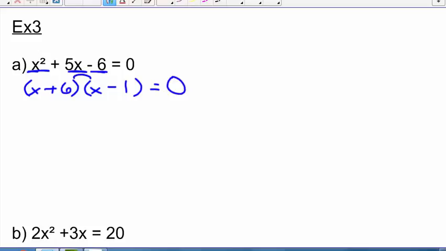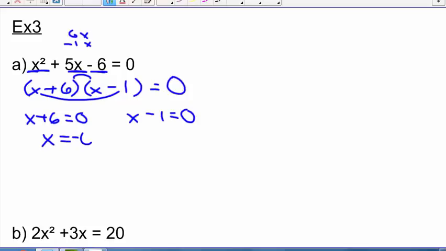So now I have two things that are multiplied to be 0. And notice here, I check it. Yeah, 6x and a negative 1x, that's my inside terms. That's 5x, that's what I wanted here. So I set each part equal to 0. x plus 6 equals 0, and x minus 1 equals 0. Here I get x equals negative 6. Here I get x equals 1.